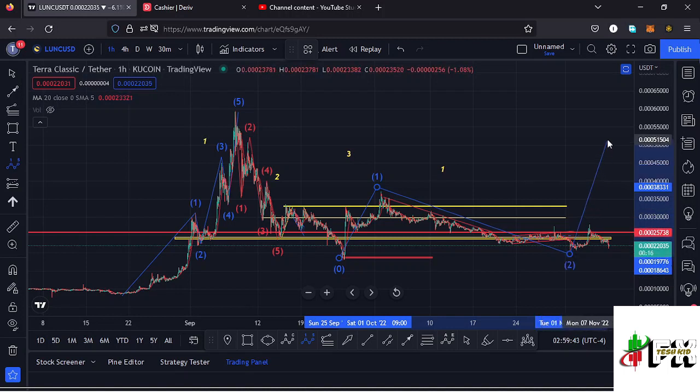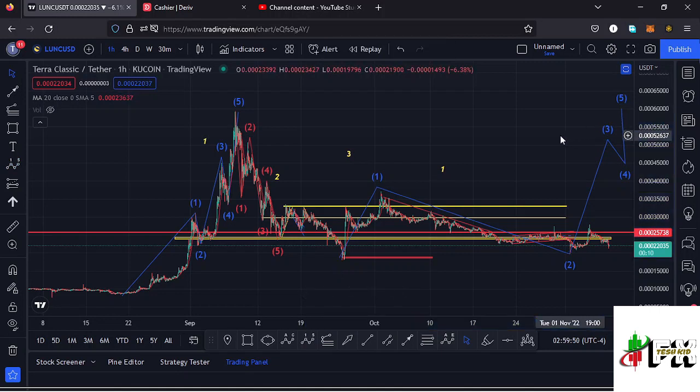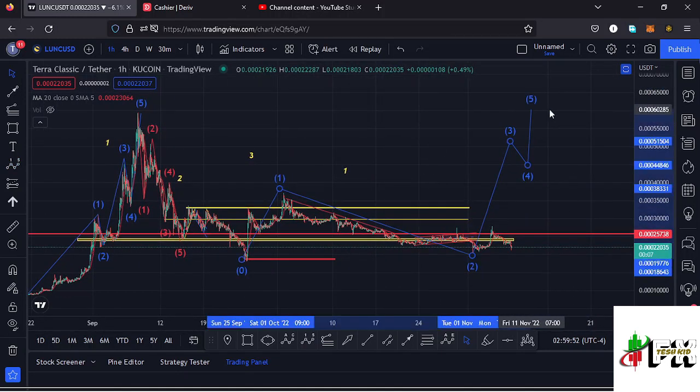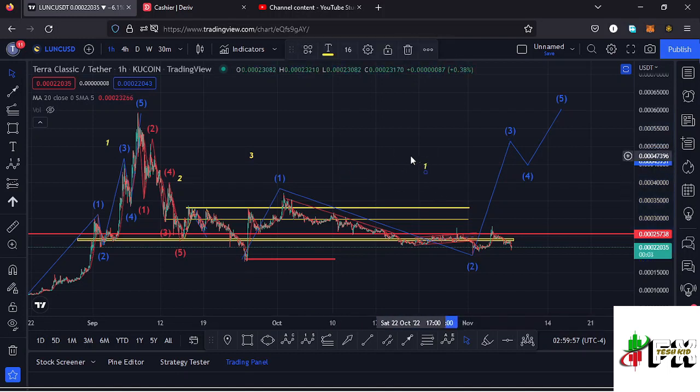Then I'm expecting a very nice bounce to the upper side in the formation of a wave 3, then a wave 4, and then a wave 5. And once you see the formation of a wave 5 to the upper side, that will be completing a higher Elliott wave count 1 to the upper side, which is a fractal wave within that higher Elliott wave count 1 to the upper side.